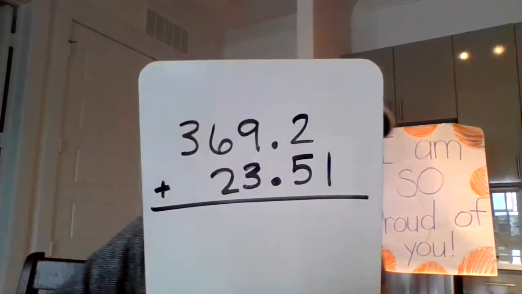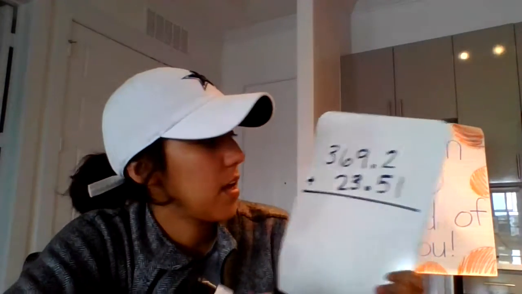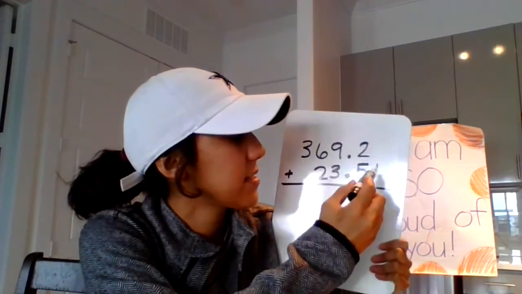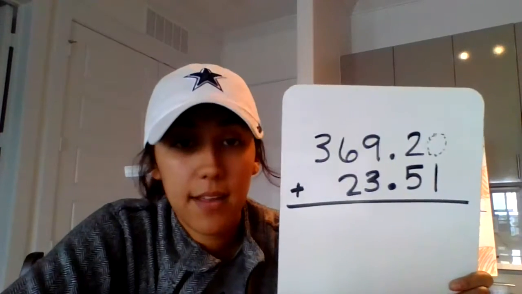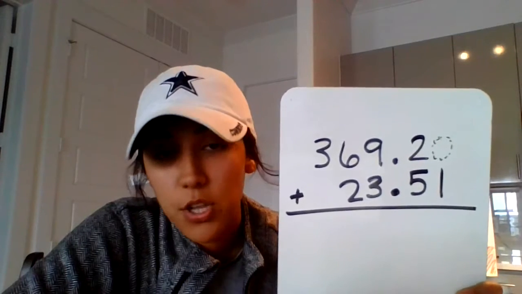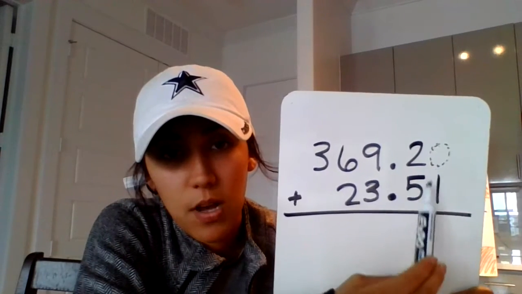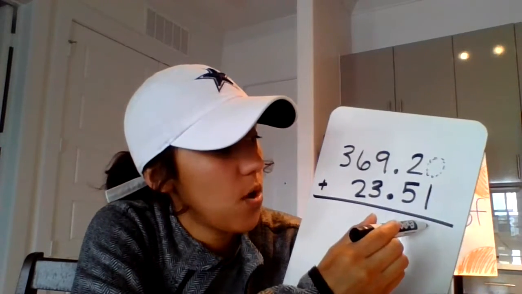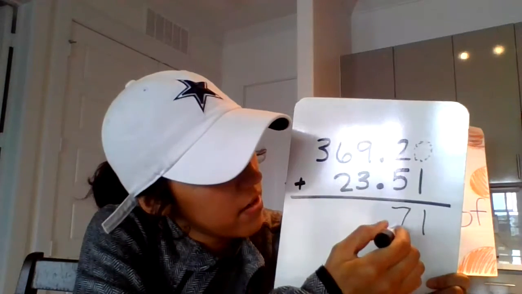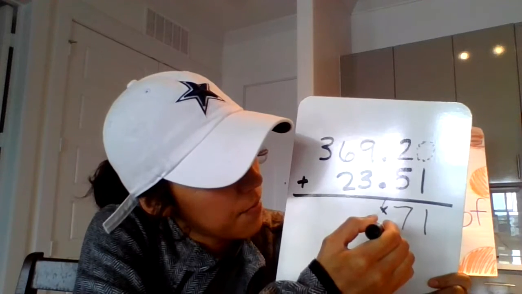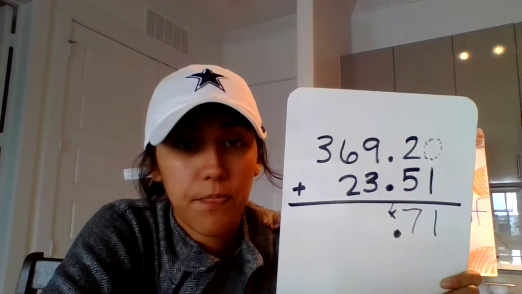So this is what you should have written down. And we can start off in the ones place. If you want to put a placeholder 0 there, you can for a better visual. You don't have to. So 0 plus 1 equals 1. 2 plus 5 equals 7. Drop your decimal straight down.